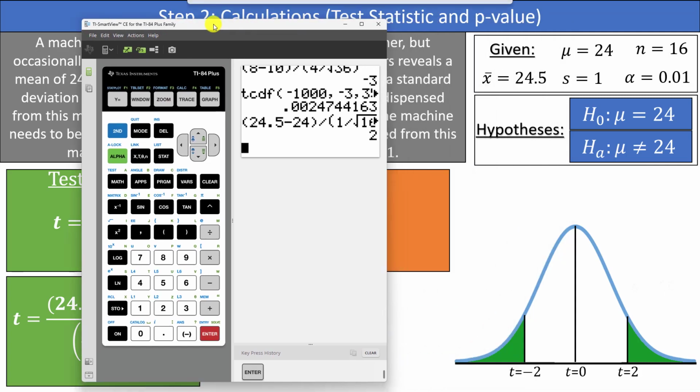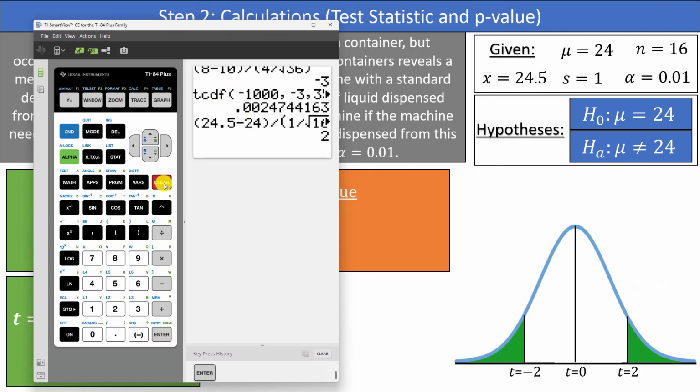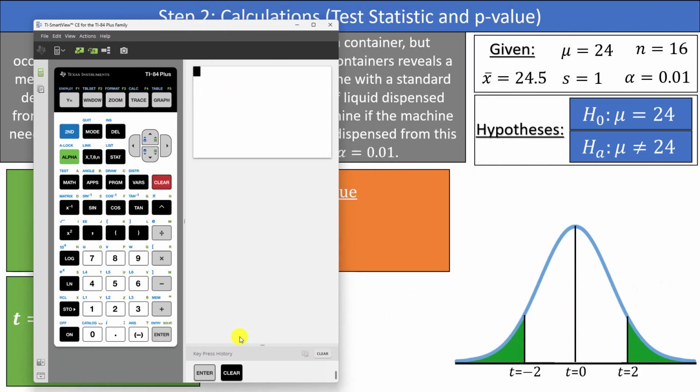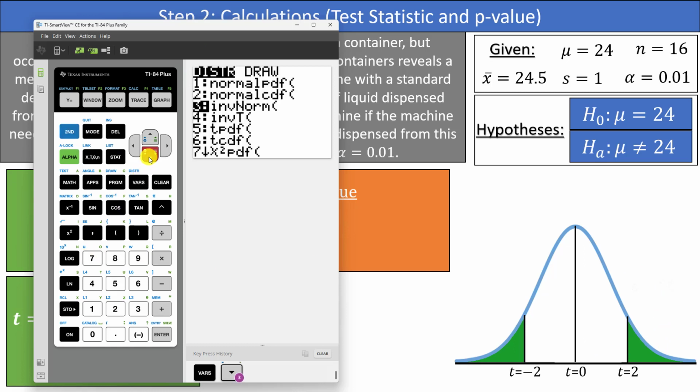So remember, this part can be found by using the tcdf function, but since we have to have both sides, what I'm going to end up doing is taking 2 and multiplying it by one side. Since we have a symmetric distribution with an equal probability on both tails, I can take 2 and multiply by just one side. So I'm going to do 2 times second distribution, scroll down to tcdf.